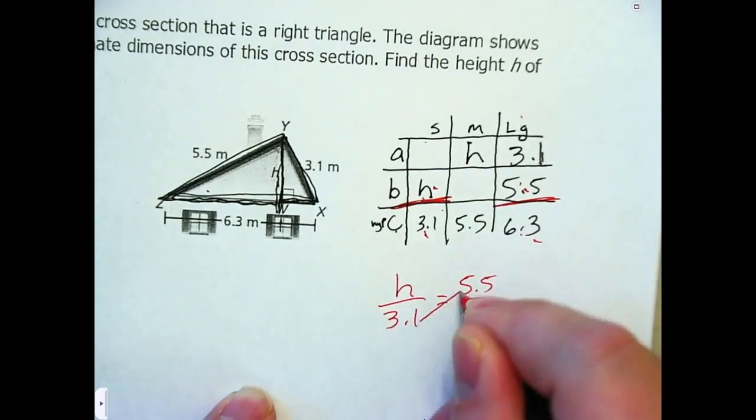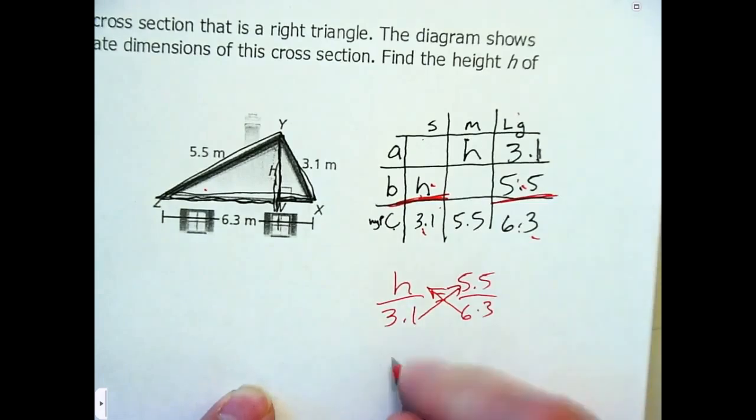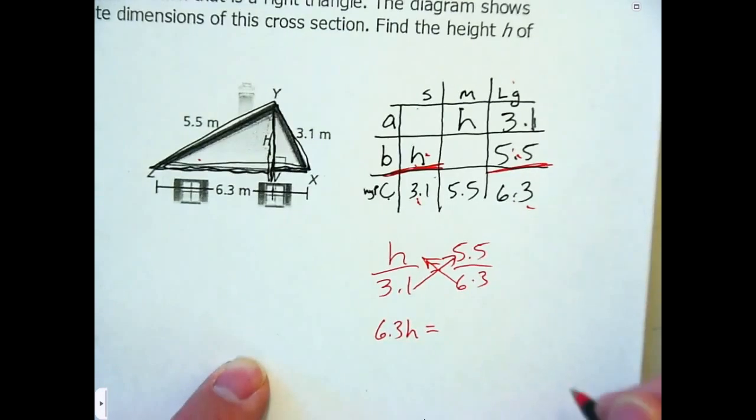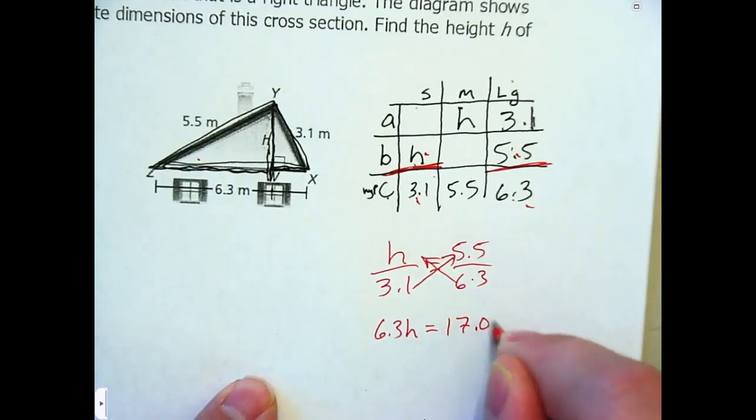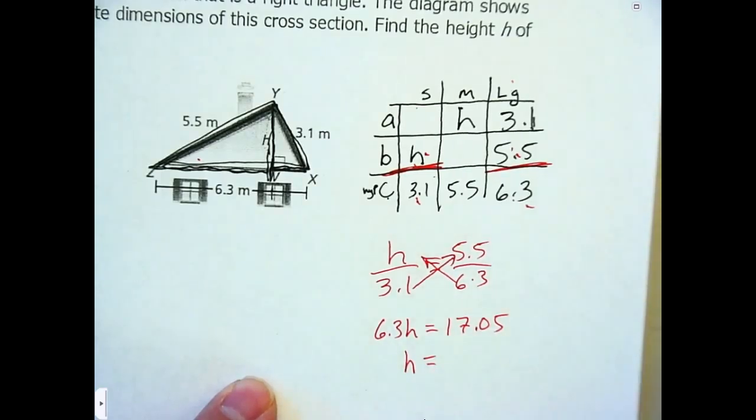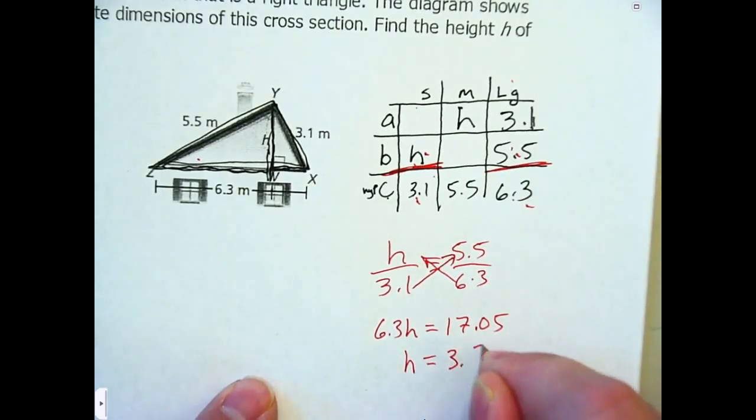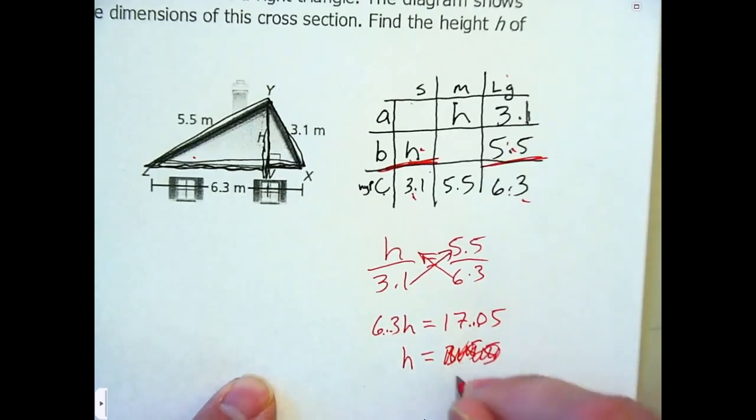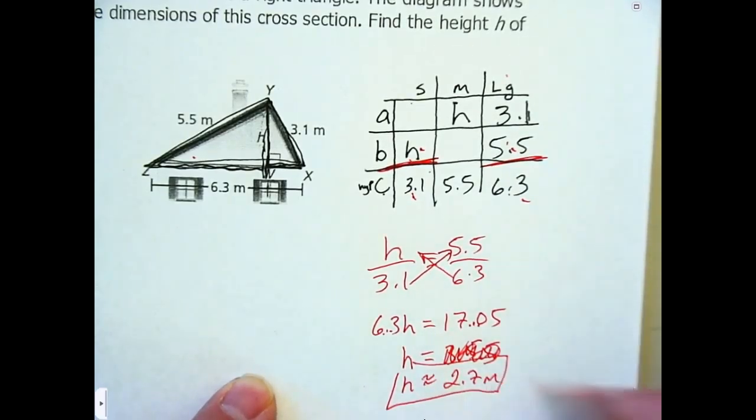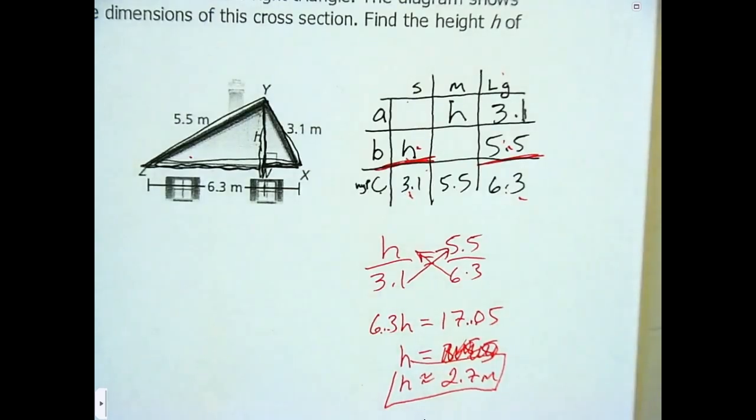All right, so here we go. Cross multiply. 6.3h is equal to 3.1 times 5.5, which is? 17.2. 17 point what? 0.5. Okay, and h is? 3 point what? 5. Is that true? No, because 6 would have to be at least 18. That doesn't work. 2.7. Okay, so let's go to the nearest tenth, which would be 2.7. Okay, the height is 2.7 meters. All right.